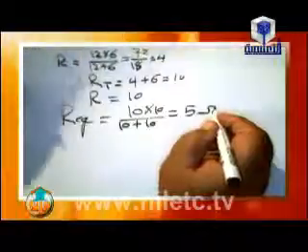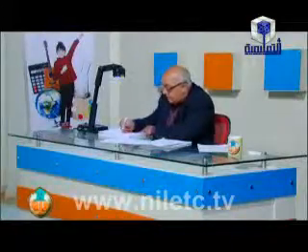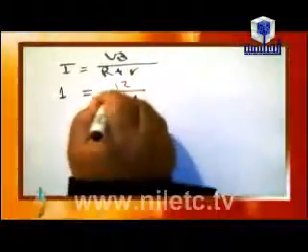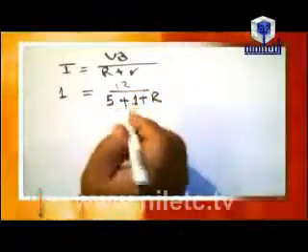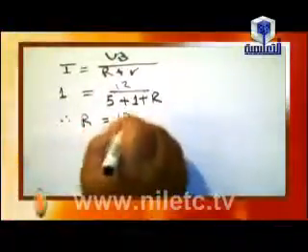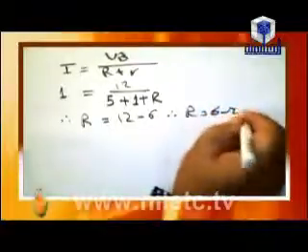We want to find the resistance which is taken from the rheostat. We apply the rule I equals VB over R plus r. We know that the current intensity equals 1 ampere, VB equals 12 volt, r equals 1, and the external resistance is 5 plus R. Then R equals 12 minus 6, then R equals 6 ohm.